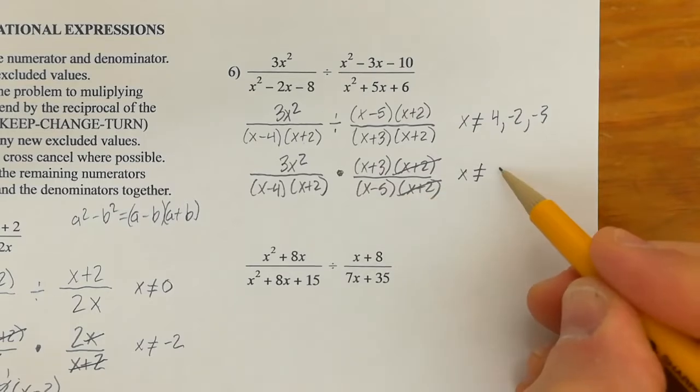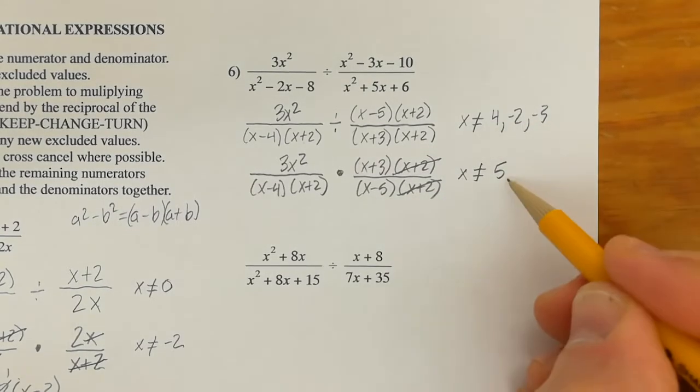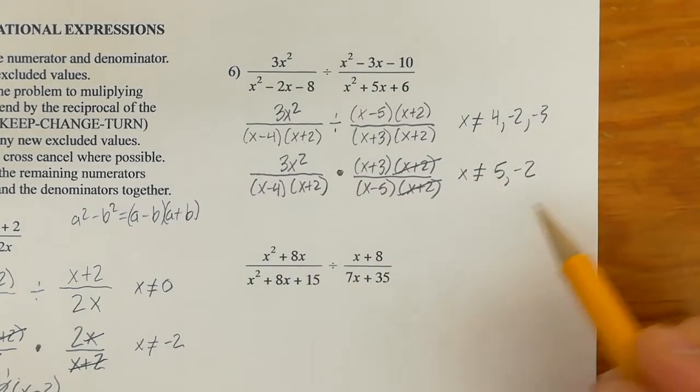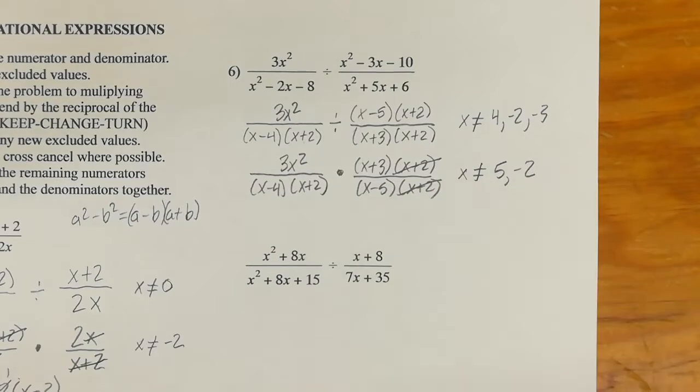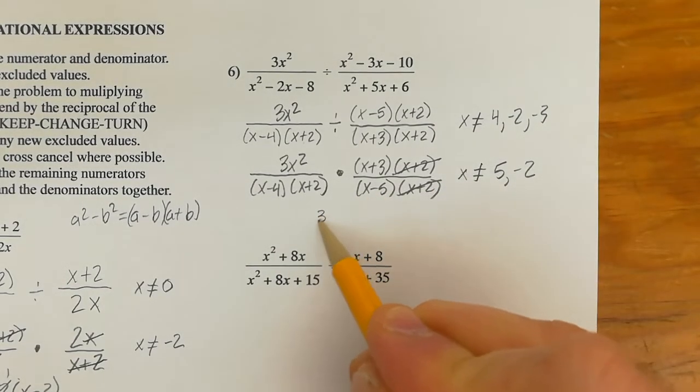So we 5x cannot equal, and then -2, which I actually already had. I mean, I'll write that down, but I already have it. Okay, so yeah, I should have done that before I canceled that. All right, and now we just put these two pieces together.